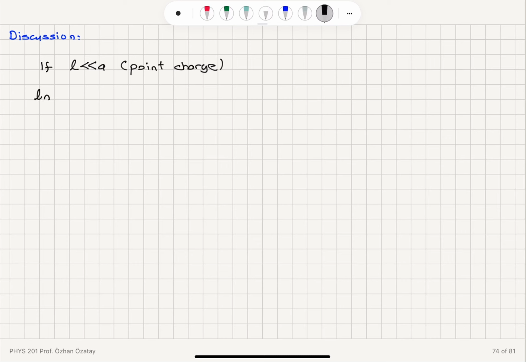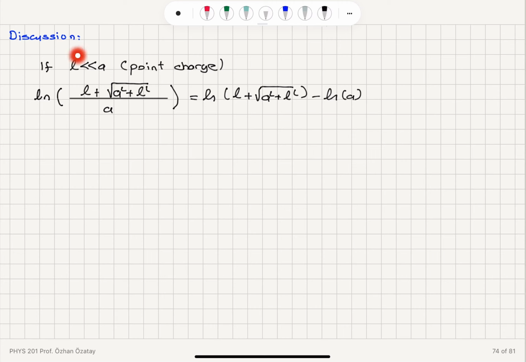The answer, natural logarithm of L plus square root of A squared plus L squared, divided by A, can be written as natural logarithm of L plus square root of A squared plus L squared, minus the natural logarithm of A, because it's a division. And for this part, I need to do nothing. I can only consider L much less than A for this term.